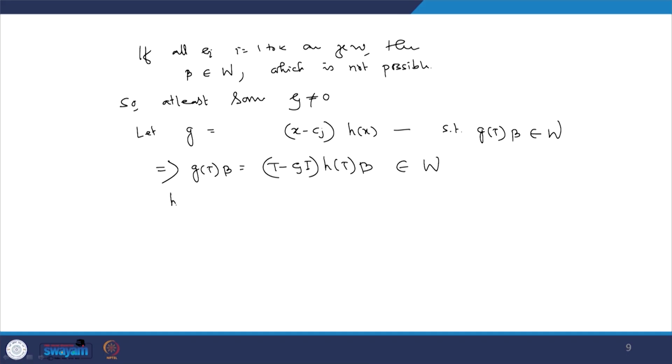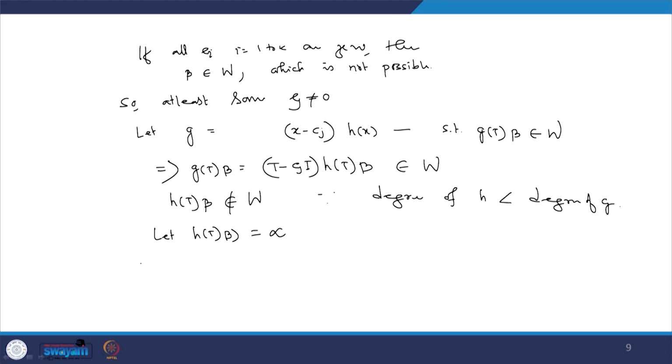Now, G(T) beta equals this quantity. H(T) beta does not belong to W because the degree of H is less than the degree of G, and G is the least degree monic generator. So, therefore, H(T) beta cannot be in W. So, let H(T) beta equal alpha. So, we have G(T) beta, which is equal to (T minus Cj I) into alpha, belongs to W, such that alpha does not belong to W. So, we have proved that the T conductor of alpha is basically a linear polynomial, x minus Cj.